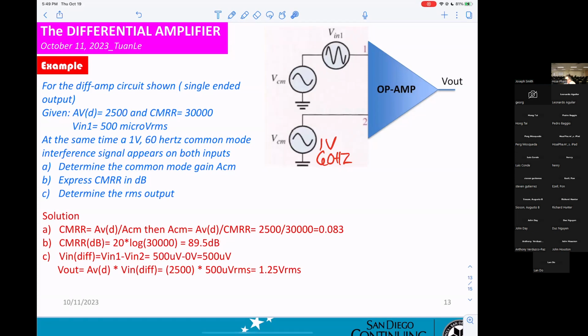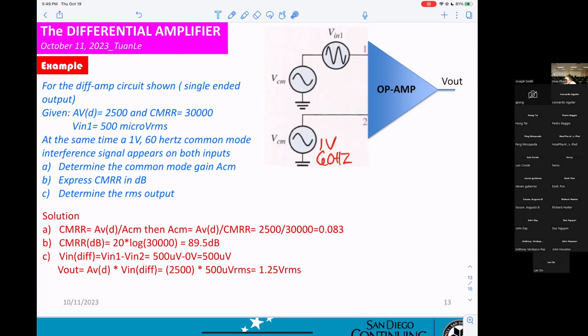Vin differential equals V1 minus V2. V1 in here is 500 microvolts. How about Vin2? One volt. You don't see any input here, right? That means 0. So they take 500 microvolts minus 0, and you get 500 microvolts.